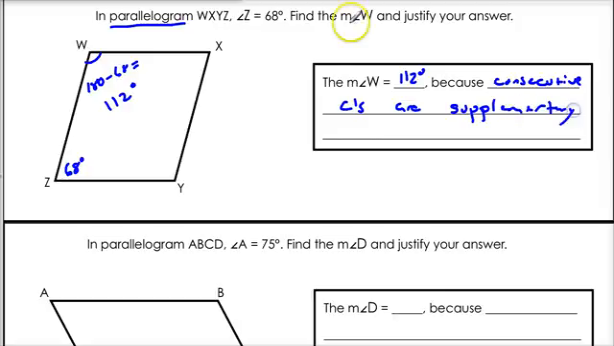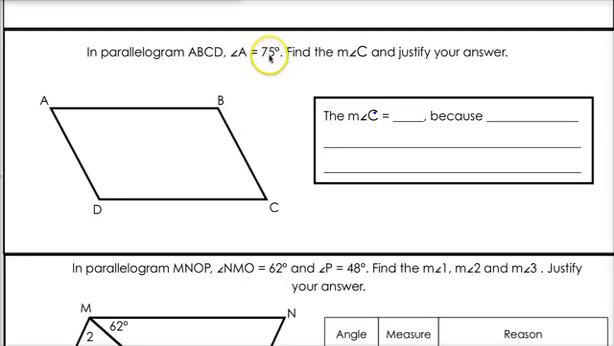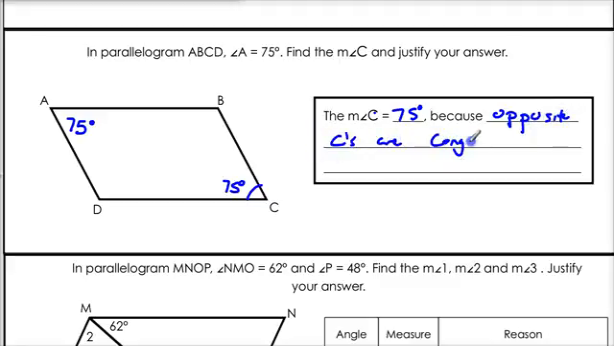All right, and you know what? Just get in the habit of filling the rest of the angles as well. We know opposite angles are congruent, so just fill them all in. It's just a good habit. You'll get good at that. For our second one, angle A is 75 degrees. Find the measure of angle C and justify your answer. Well, let's see. Angle A is 75 degrees, and I want to find C. Well, if you notice here, A and C are opposite angles, so this would also be 75 degrees. So measure of angle C is 75. And why? We know in a parallelogram, opposite angles are congruent.